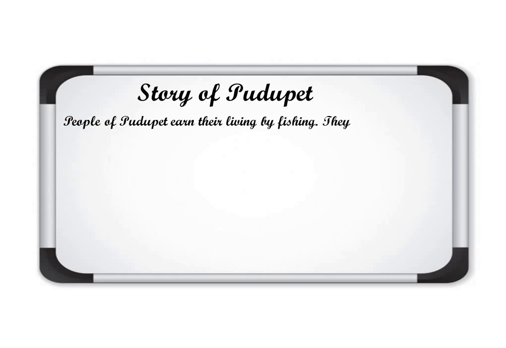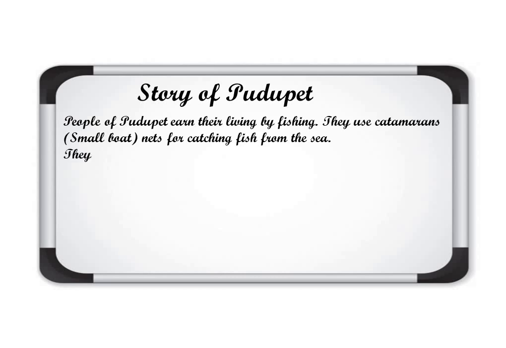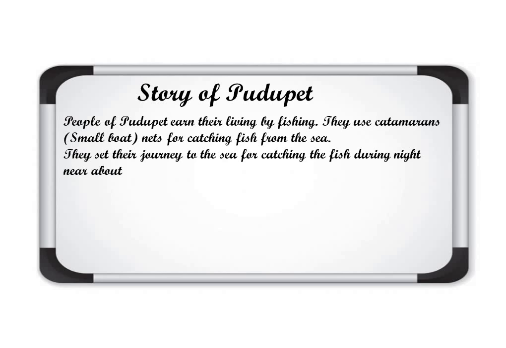The next topic is the story of Pudupet village. People of Pudupet earn their livings by fishing. They use catamarans, or catamarans means small boats, and nets for catching fish from the sea. They set out on their journey to the sea to catch fish during the night, near about 2 a.m. Here one of the families described in Pudupet is the family of Aruna and Parivelan.